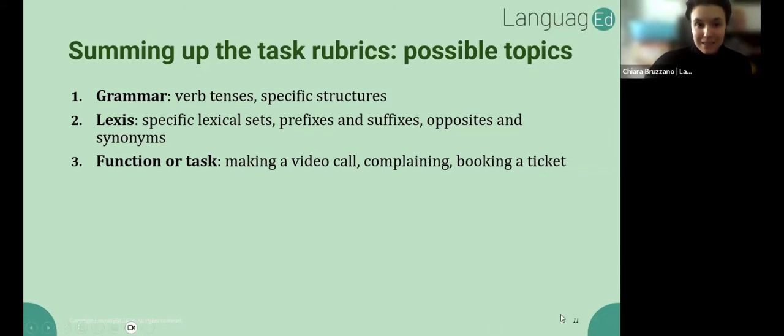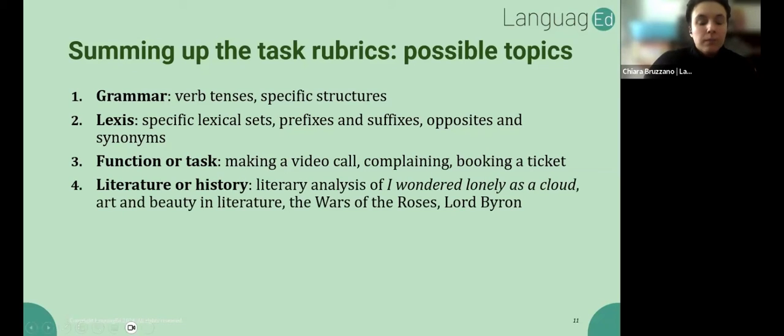or booking a ticket. You might get a literature or history task, like the one that we've just seen, an analysis of I Wandered Lonely as a Cloud. That's a spelling mistake, apologies. Something much more generic, art and beauty in literature, is another traccia that came out last year. Something to do with history, the Wars of the Roses, something to do with biographies like the life of Lord Byron.